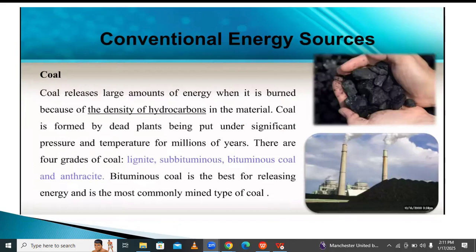Coal releases a large amount of energy when it is burned because of its density of hydrocarbons. Generally coal is used in thermal power plants. Based on quality, coal can be classified into lignite, bituminous, and anthracite. Coal is one of the primary fuels for thermal power plants. But the major problem is greenhouse gases, carbon dioxide. Still, this is one of the major sources nowadays. We depend maximally on coal as a fuel in thermal power plants for power generation.